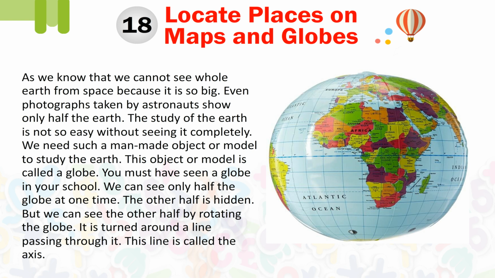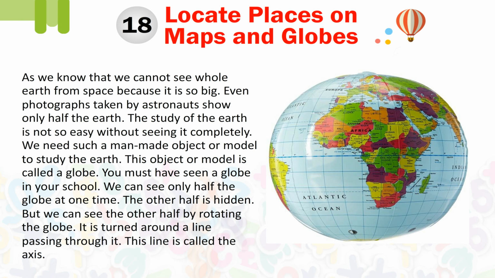The study of the Earth is not so easy without seeing it completely. We need such a man-made object or model to study the Earth. This object or model is called a globe. You must have seen a globe in your school. We can see only half the globe at one time. The other half is hidden, but we can see the other half by rotating the globe.